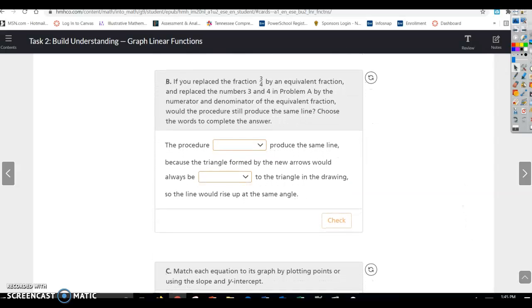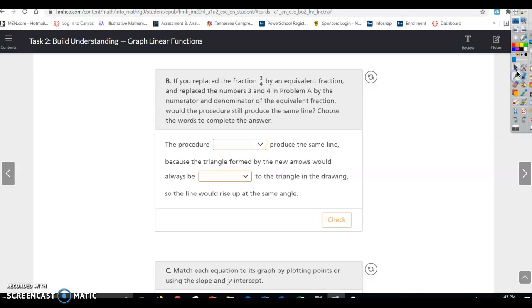Alright, it says if you replace the fraction 3/4 by an equivalent fraction, okay, think about what an equivalent fraction is. So if you have 3/4, an equivalent fraction would be 6 over 8. If you replace the numerator and denominator in problem A by an equivalent fraction, would that still produce the same line? Choose the words to complete the answer.